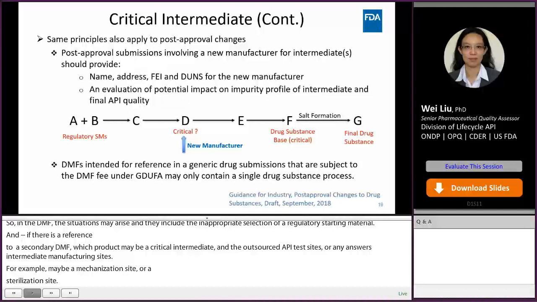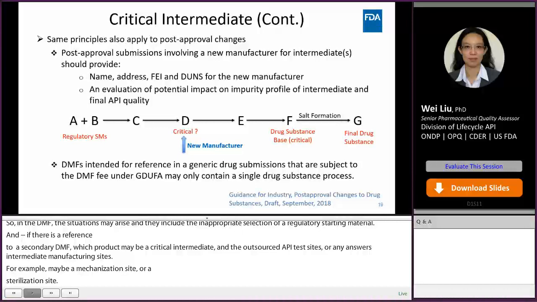Same principles also apply to post-approval changes. After the DMF becomes adequate, if you want to add a new manufacturer for the intermediate, please provide the following information in the submission: name, address, FEI number and DUNS number for the new manufacturer, and an evaluation of potential impact on impurity profile of intermediate and final drug substance. Again, we consider the same principles to determine if this intermediate is critical or not.